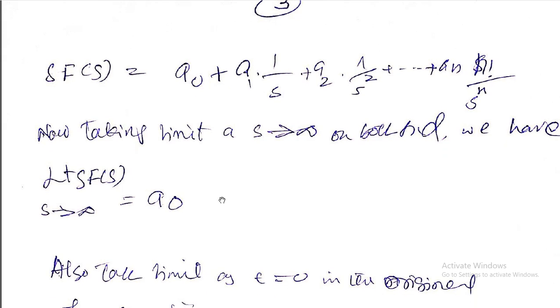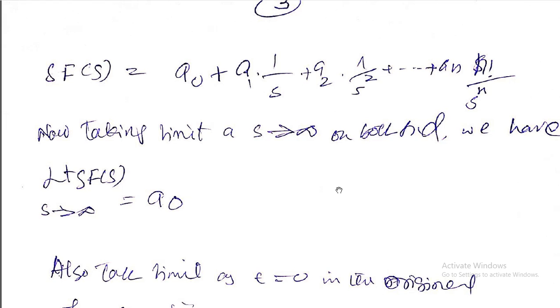So you can see s F(s). Now taking the limit as s tends to infinity on both sides. Limit s tends to infinity: 1/s tends to 0, 1/s² is equal to 0, and 1/sⁿ is equal to 0. So we just have a₀. So in the s plane, when we let s tend to infinity, our result is a₀.